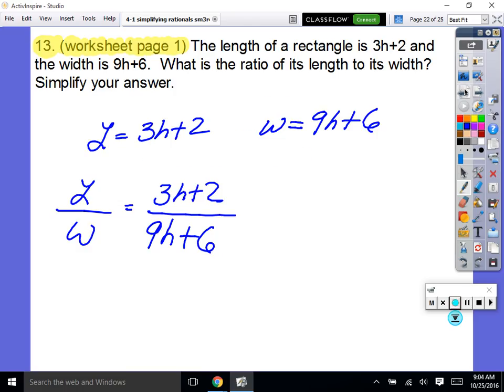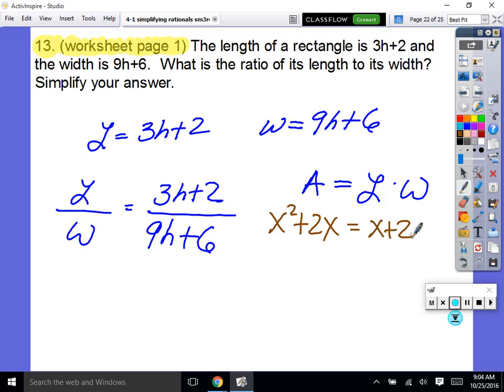So, what if I change this and said this instead? What if I would have given you an area and a length, and then I said find the width? Don't we know area is length times width? So let's say I said to you, the area of something is x squared plus 2x. Do you get what I'm saying? And if I said, and the length is x plus 2. And then I said to you, what's the width? So you plug in for length, and what's the width? We don't know what the width is, correct? So how would we solve for width?